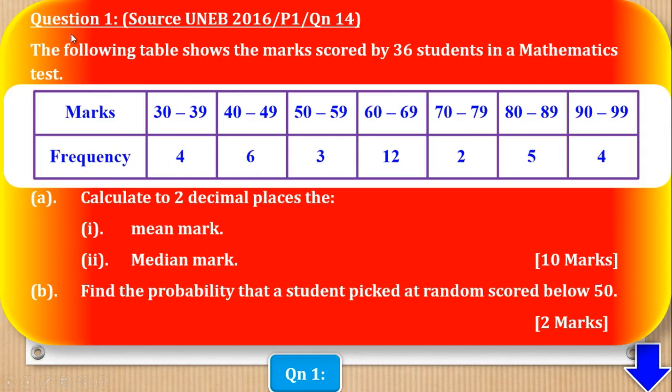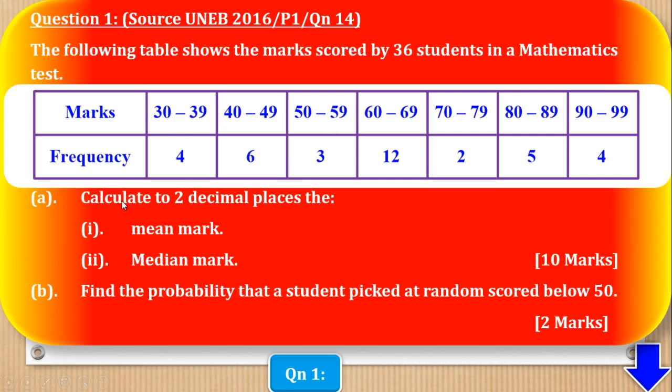Question 1 was got from UNEB 2016, paper 1, question 14, and says, the following table shows the marks scored by 36 students in a mathematics test. These are the marks and these are the frequencies. So frequencies are the number of students who got marks in each of these ranges.